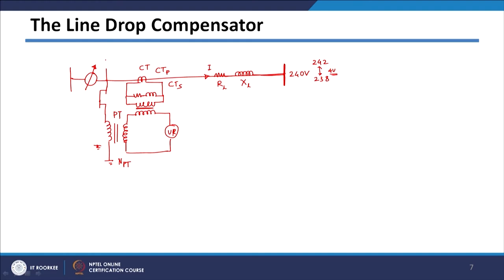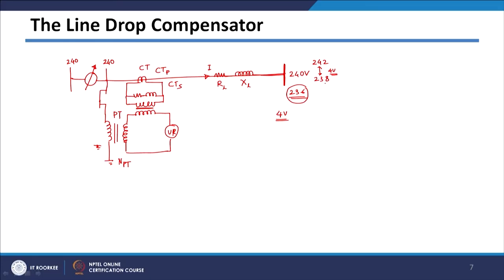Now, whenever current is flowing through this feeder, suppose this regulator is not there, and the voltage at this end is say 240, then without the regulator there will be some drop here. So, in that case the voltage here will get dropped to say 236. In this line drop compensator circuit we want to simulate whatever drop is happening. The 4 volt drop is happening, and because of that your voltage is not getting regulated at 240 volts, it should always be above 238.